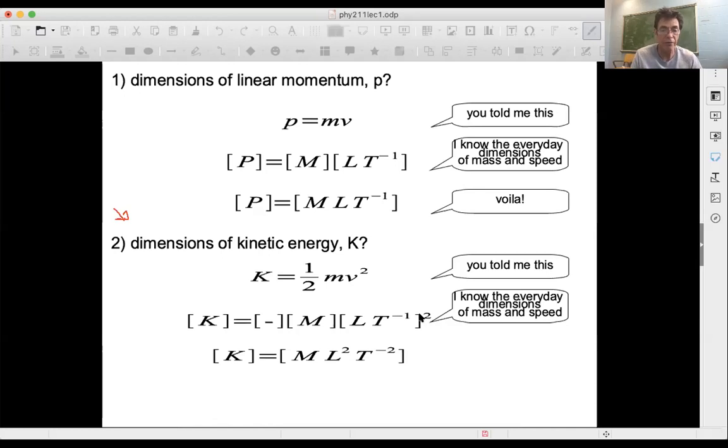Anyway, at this point, I've shoved in all the dimensions on the right-hand side. And as we said, in any valid physics equation, the dimensions on the left and the dimensions on the right of the equal sign must be the same. And so the product of all these dimensions, which is mass times length squared divided by time squared, I've written it out here neatly, is the dimensions of kinetic energy. So that's another example of dimensional analysis.